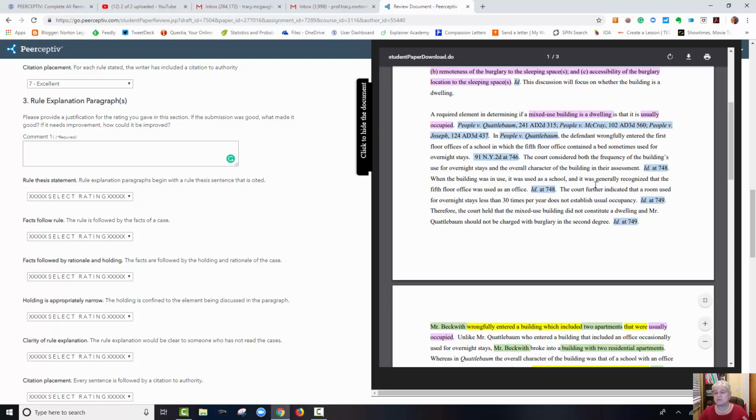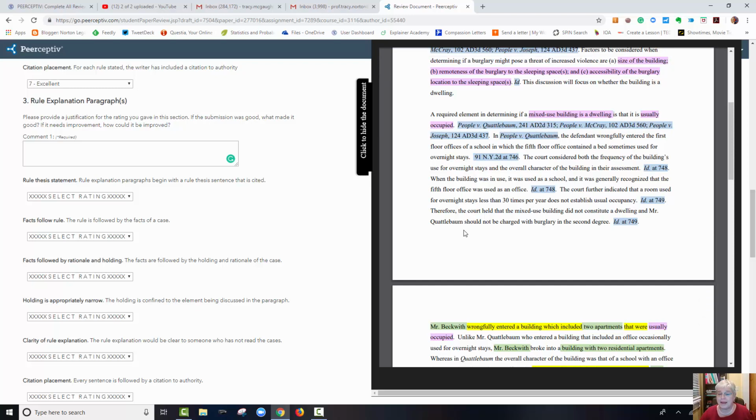When the building was in use, it was used as a school, and it was generally recognized that the fifth floor was used as an office. The court further indicated that a room used for overnight stays less than 30 times per year does not establish usual occupancy. So that's all rationale, and the rationale follows the facts. Therefore, the court held that the mixed-use building did not constitute a dwelling, and Mr. Quattlebaum should not be charged with burglary in the second degree.